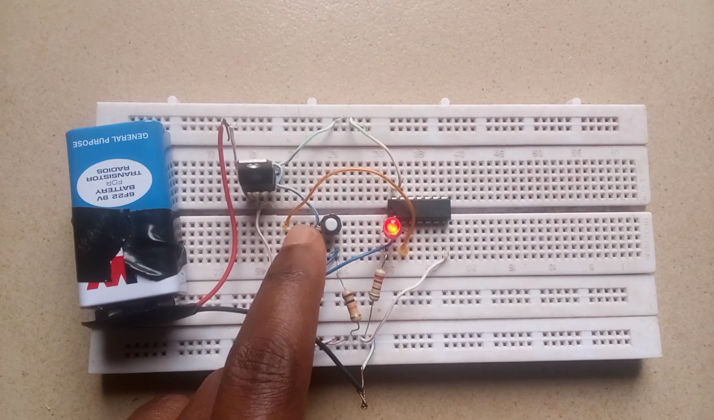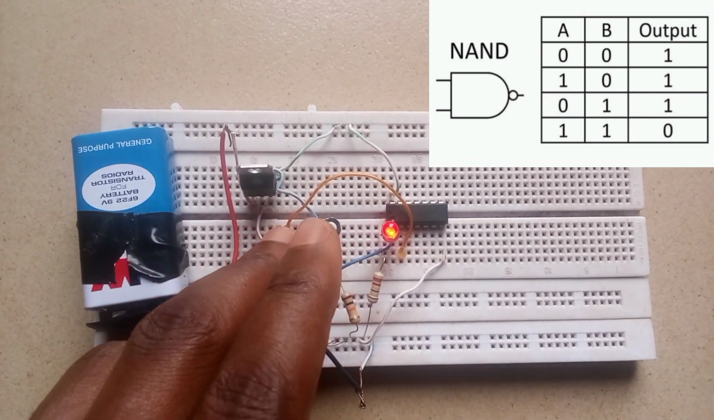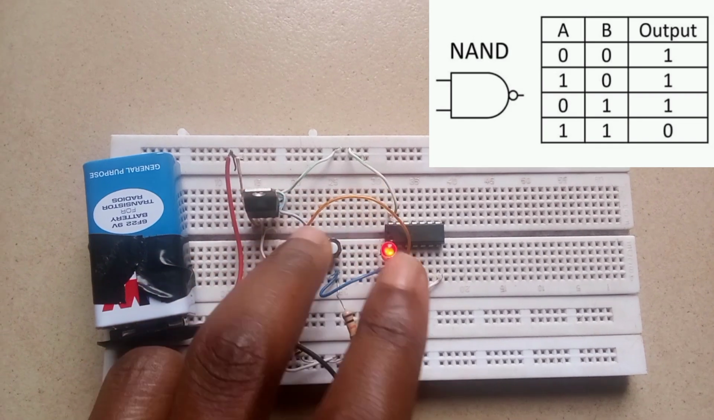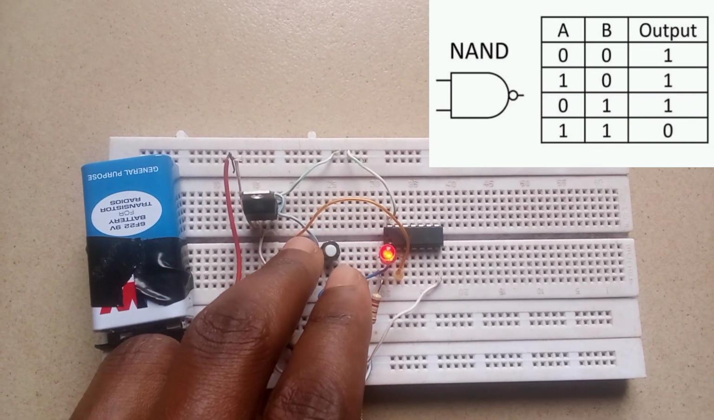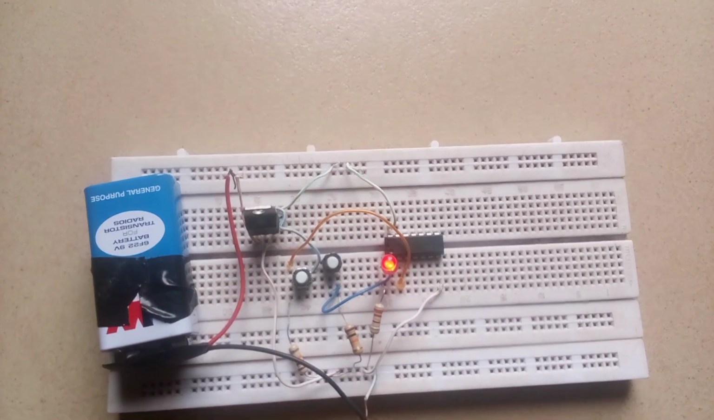Now let's start with one of the most important gates in digital electronics, the NAND gate. The NAND gate is special because it is universal, which means more complex logic can be built from it. And if you understand the NAND gate, you will get to understand one of the key building blocks of digital systems. Now here is how the NAND gate circuit works.